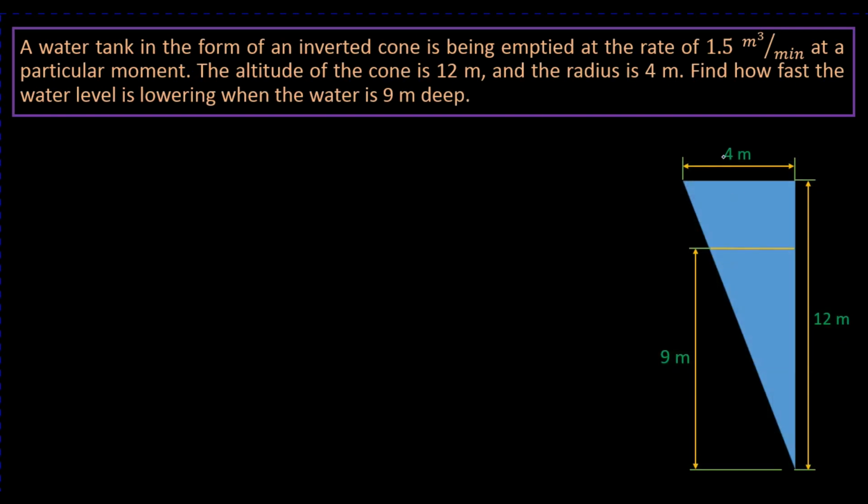Okay, so this is the radius of the cone-shaped tank, the height of the cone-shaped tank, and this is the height of the water at this particular moment. So this is the water surface at this time. Using similar triangles: 4 meters for the radius of the tank, 12 meters for the height of the tank, and then 9 meters for the height of the water.